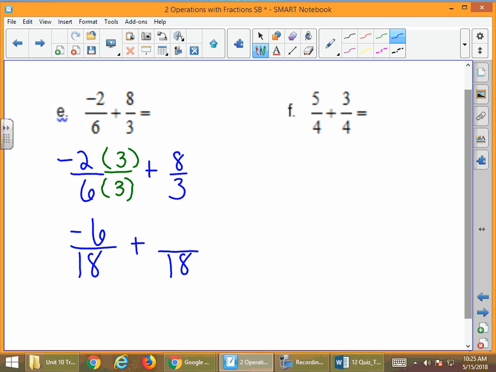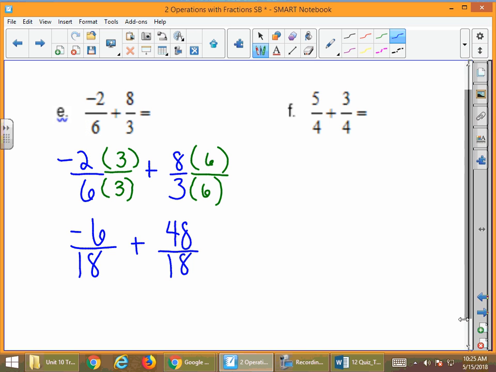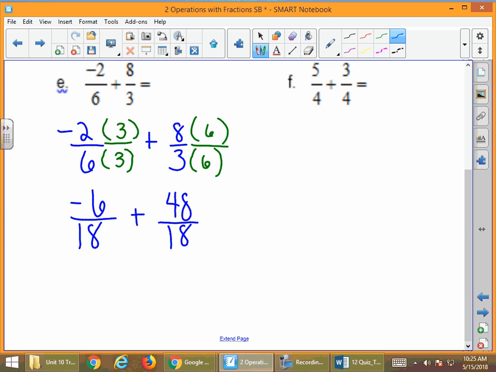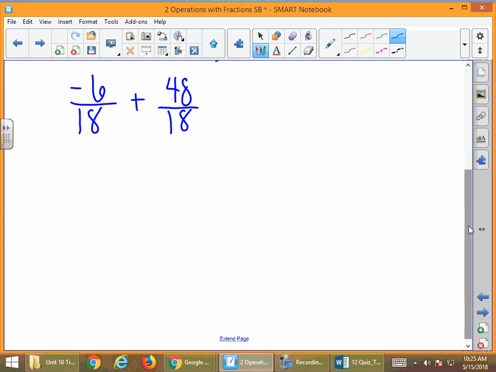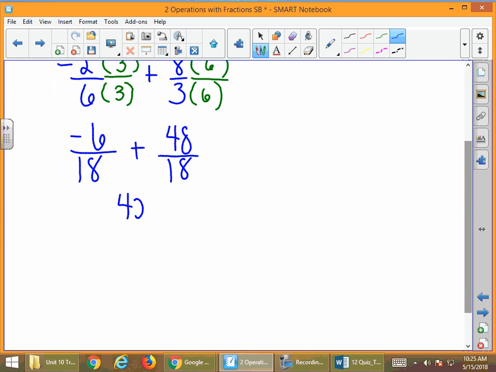On our second fraction, we multiplied 3 times 6 to get 18. And if we multiply the bottom there by 6, then we need to multiply the top by 6. And 8 times 6 is 48. And once we have those values there, we can finish the problem. Negative 6 plus 48 is 42/18ths.